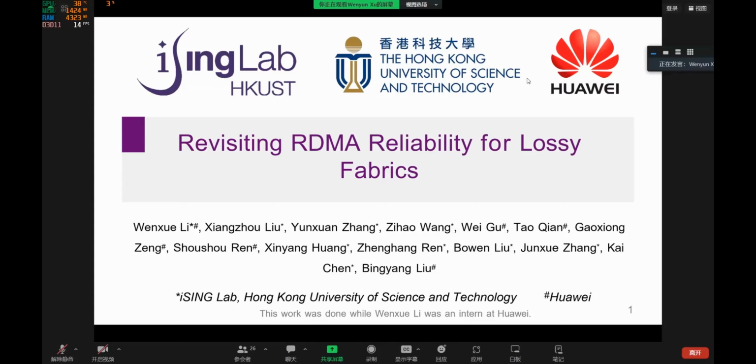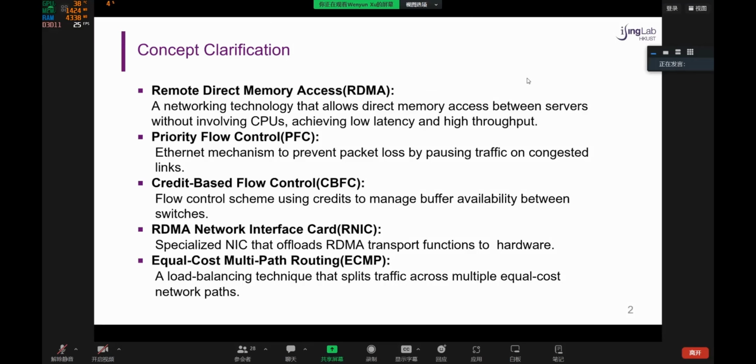Hello everyone, I'm Wenxue from Xiamen University. Today I will share the paper called Revisiting RDMA Reliability for Lossy Fabrics. This is a joint project between HKUST and Huawei. Before we start the main discussion, I'd like to briefly explain several key concepts that appear throughout the paper, so everyone can follow the later sections more easily.